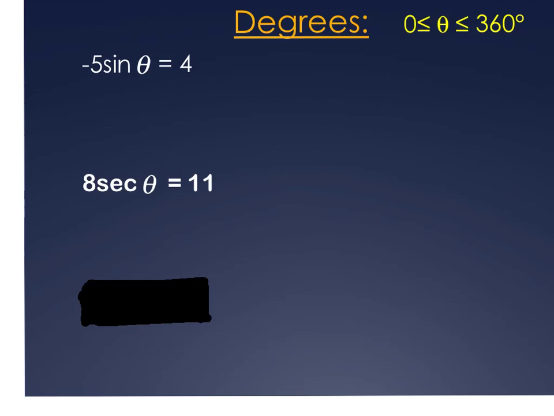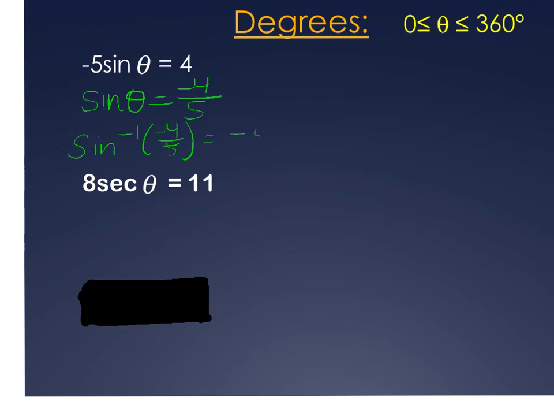So we'll try a couple of these in degrees. Our domain here is from 0 to 360. That means that all of our answers need to fall within that window between 0 degrees and 360 degrees. Our first step was to isolate the sine theta, or the trig function, whichever it is. In this case, it's sine. If we do that, we get sine theta equals -4/5. Now in order to solve for theta, this is where the inverses are going to come in. We're going to take the sine inverse of -4/5.